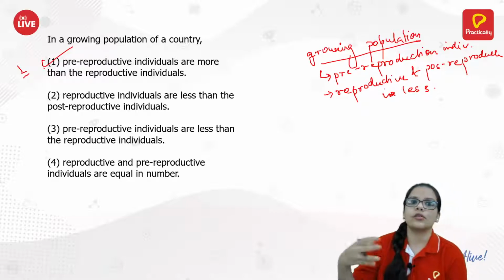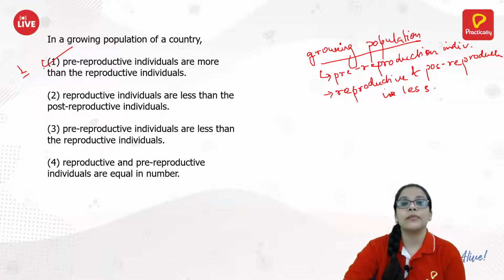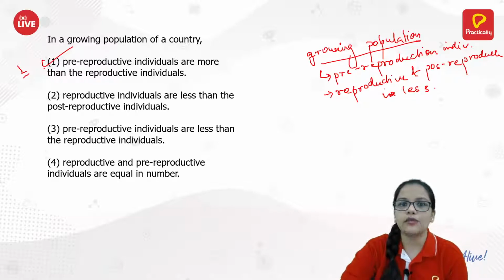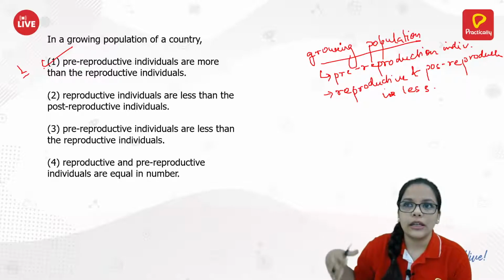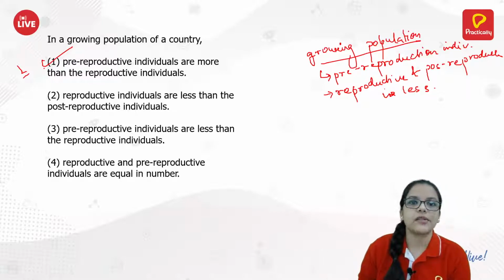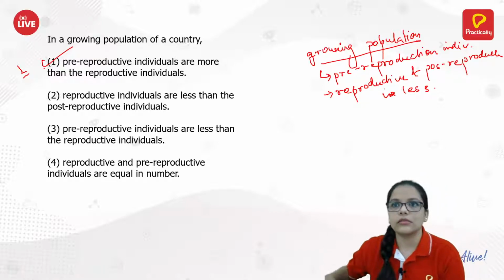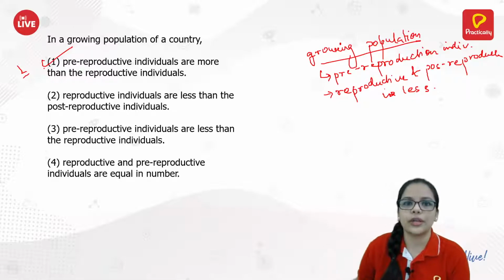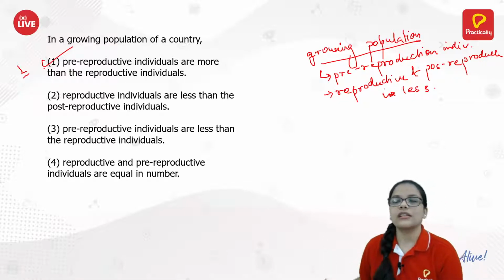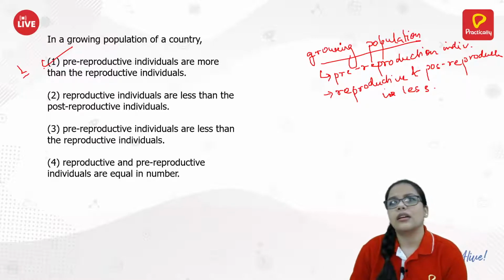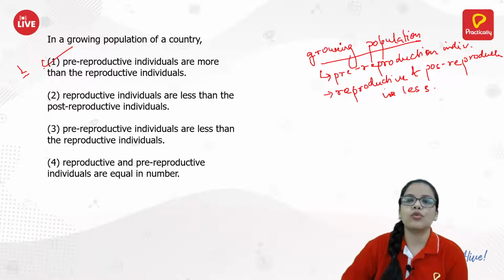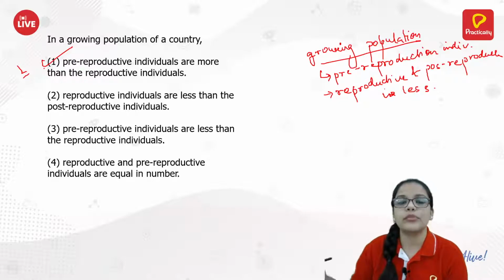See, India is always a growing population. Why? Because the average age here is very young. The number of people in the age group of teens and young adults is way more than the older generation. So that is always a growing population. Whereas in smaller countries like Finland, they have more post-reproductive people than pre-reproductive. The older generation is more. That's why it's not a growing population.